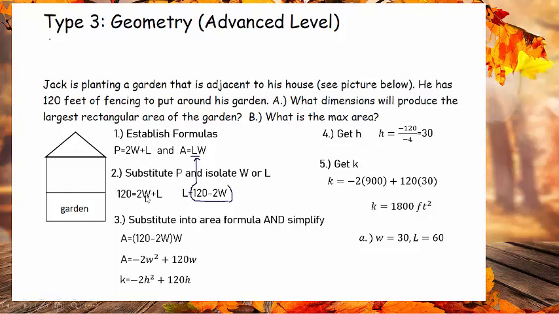2 times 30 is 60. And 60 plus what makes 120? That would have to be 60. So it doesn't matter which way you went about solving this, you should get 60 and 30 as your dimensions.